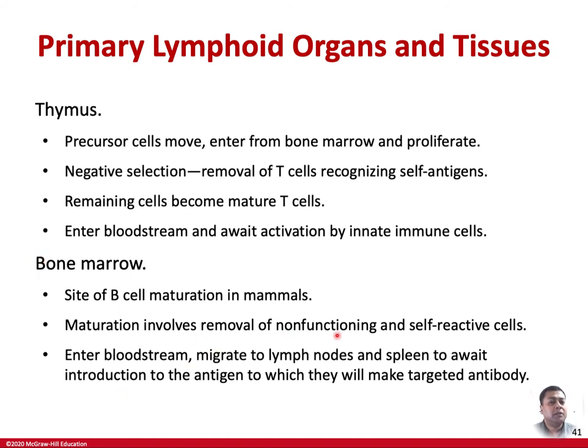The maturation involves removal of non-functioning or self-reactive cells in the same way. Any of these maturing B cells, if they react with a self-antigen in our body, will be killed or deleted. Once they are matured, they are only allowed to react with a foreign antigen that is not present in the body. They will enter the bloodstream, migrate to the lymph node and spleen, and await the introduction of a foreign antigen, to which they will make targeted antibodies.